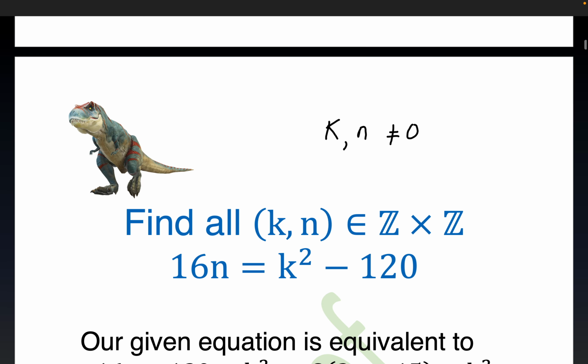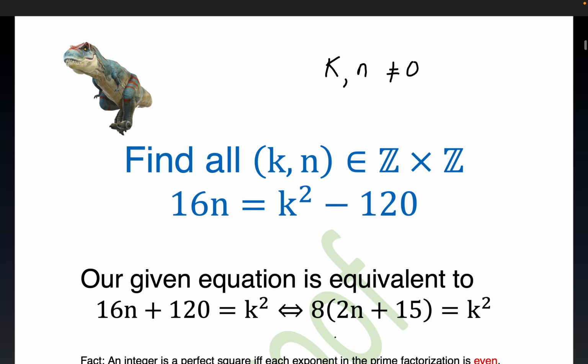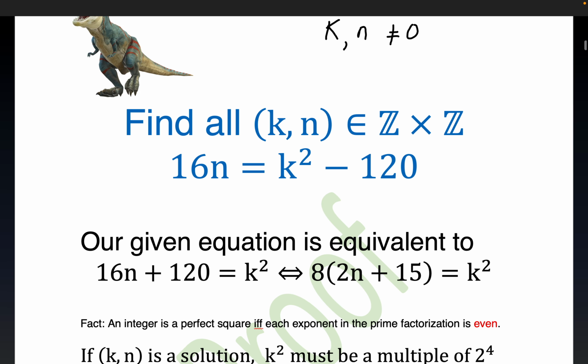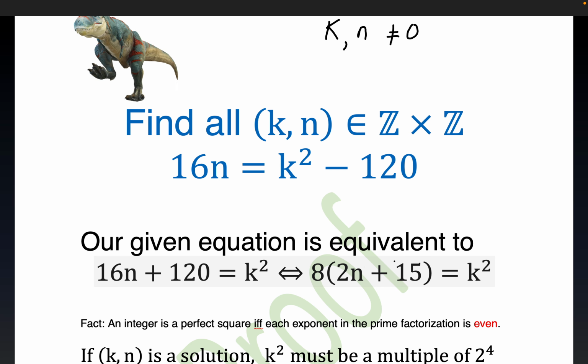All right. Now, another way to rewrite this equation that makes it slightly easier to work with is just to bring the 120 to the other side and factor an 8 out, related to what I just said earlier. And so we get 8 times the quantity 2n plus 15 is equal to k squared. We just simply factored an 8 out from the left-hand side.